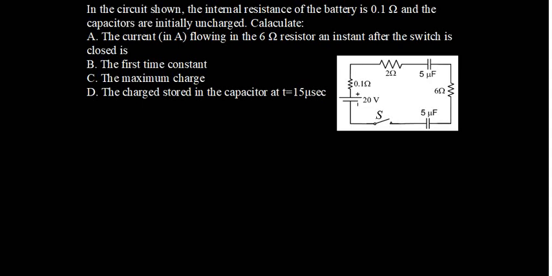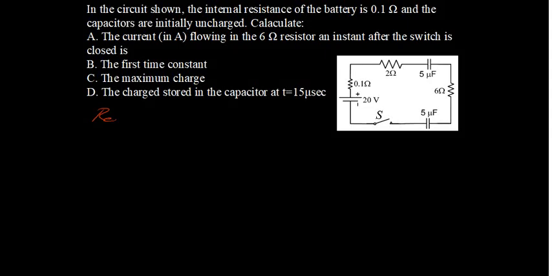time equal 15 microseconds. Now the definition of an RC circuit means we only have one resistor and one capacitor in a circuit. So this requires us to calculate the equivalent resistor of this circuit, and in this case that will be the R equivalent. It will be 2 plus 6, and that will give me 8 ohm because they are connected in series.